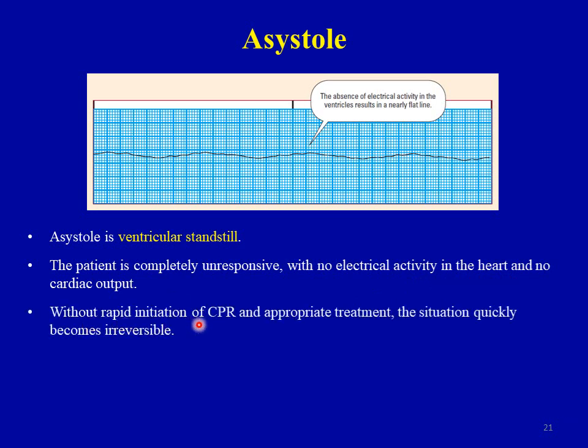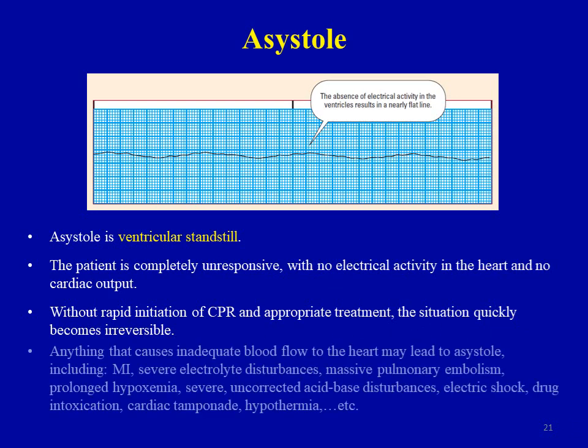Without rapid initiation of cardiopulmonary resuscitation or CPR and appropriate treatment, the situation will quickly become irreversible and we will lose the patient. Anything that causes inadequate blood flow to the heart may lead to asystole, including myocardial infarction, severe electrolyte disturbances, massive pulmonary embolism, prolonged hypoxemia, severe uncorrected acid-base disturbances, electric shock, drug intoxication, cardiac tamponade, and hypothermia.